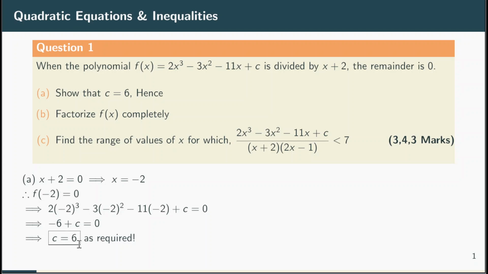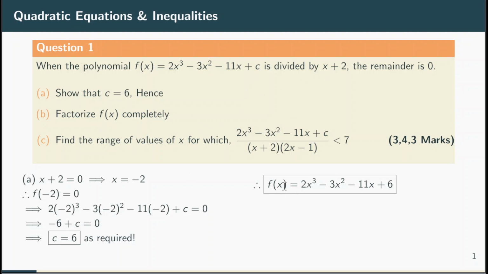And with the value of c as 6, it will be sensible that I return to the function f of x and substitute c with 6. So f of x will be 2x cubed minus 3x squared minus 11x plus 6. Now the B part of the question is, let us factorize f of x completely. They use the word hence. That is the reason why I had to use the value c as 6 so that I can proceed. Because hence means you use the knowledge of what you've acquired in the previous part of the question and then solve the question that follows. So I have to factorize this completely.